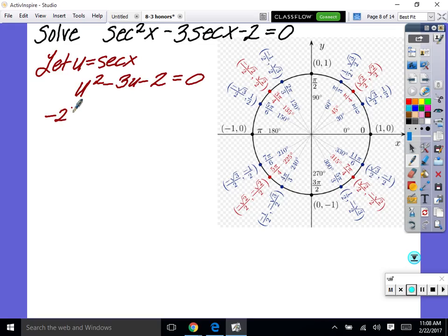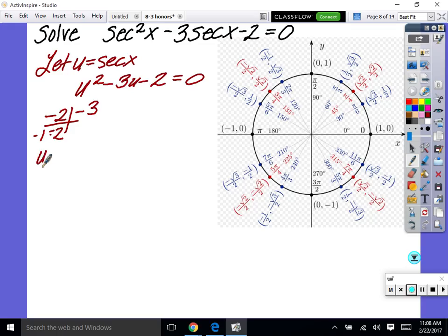Well, it multiplies to be negative 2 and adds up to be negative 3, 1 times 2, but both of those would have to be negative. So does that work? Not quite, because that doesn't multiply to be negative 2. So this is not factorable. So that means we would have to solve this one with quadratic formula.